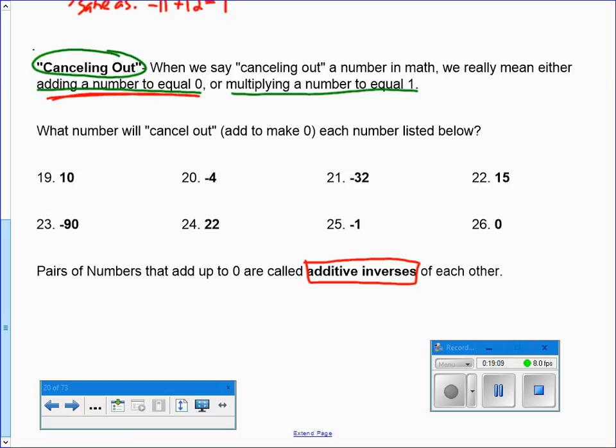So for example, if I'm on number 19 here, what am I going to add to 10 to make 0? I would add a negative 10. Alright, so if I add 10 plus negative 10, that makes 0. Same thing if I look here, number 20, now I have a negative 4. What can I add to negative 4 to make 0? A positive 4. Right, because negative 4 plus 4 is going to make 0. And then the last one, a little trick question here, 26. What can I add to 0 to make 0? Well, the only number I could do that with would be 0.